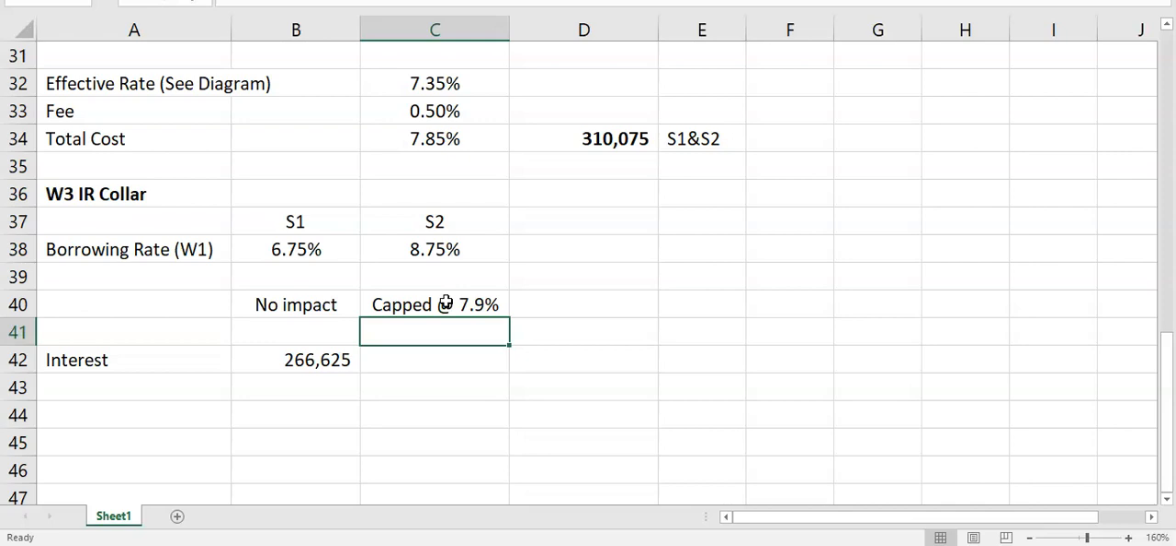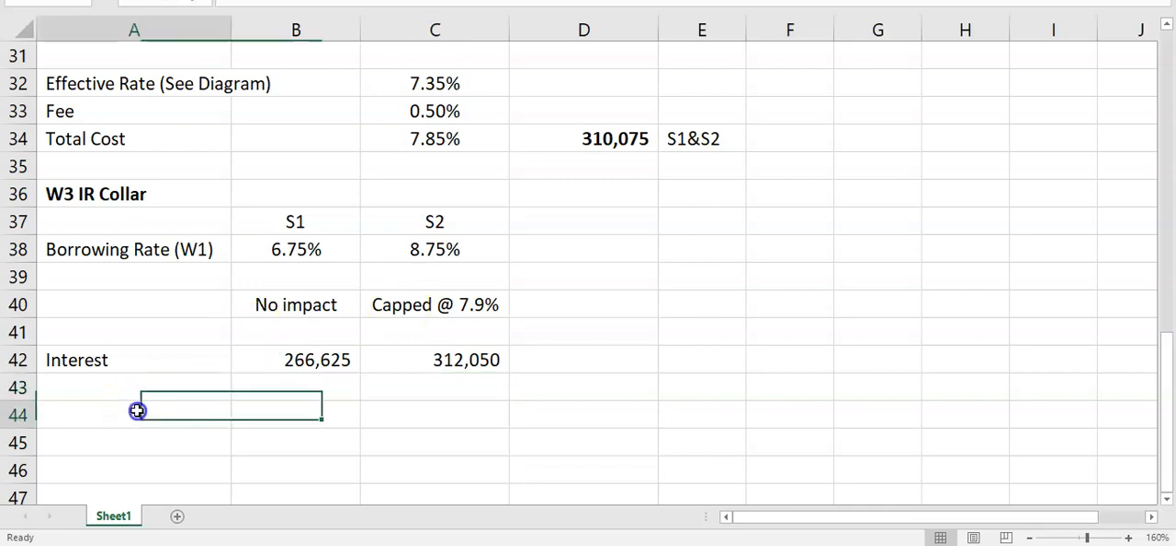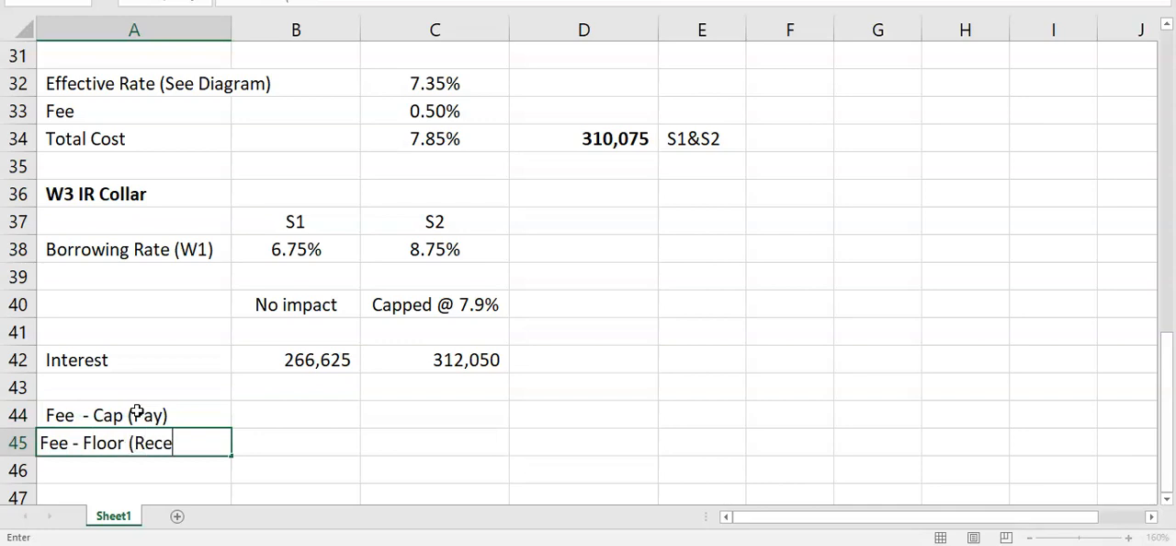A cap is valuable for a borrower. A floor is valuable for a depositor, because you want a minimum interest rate if you're putting money on deposit. So that means the interest here is 3950 times 7.9. It's not 8.75 because the cap comes into play. So the interest there is 312,050. And then you have the fee for the cap, which you pay, and you have the fee for the floor, which you receive. Okay?